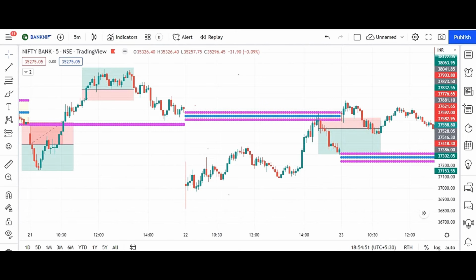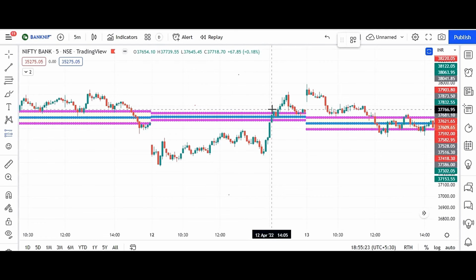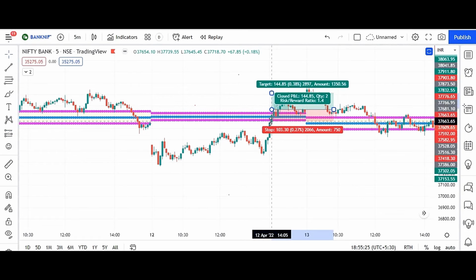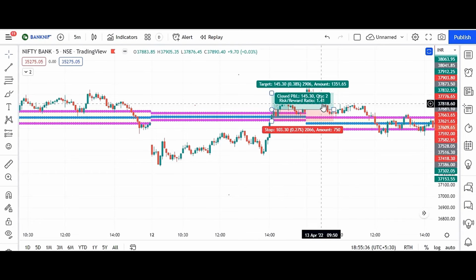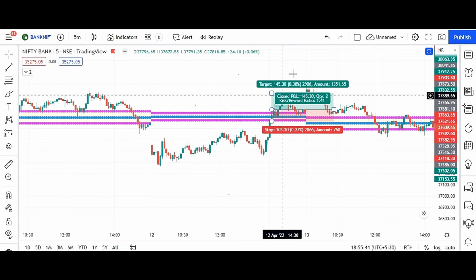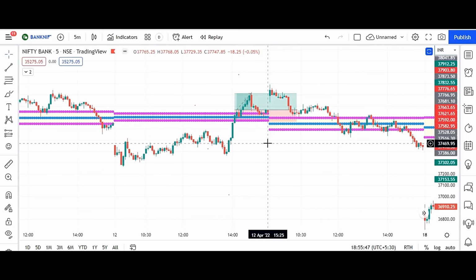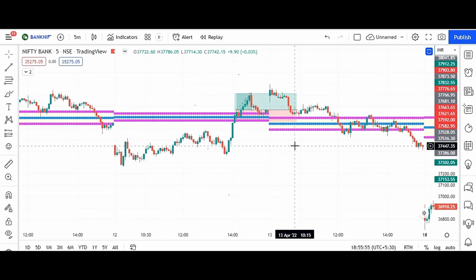Let's move to another example. This is another setup, another good opportunity given. Here you take an entry on this candle, stop loss will be here, this CPR candle, and the target. This is like 1:1. At least you can try 1:1. Once you hit 1:1, you can exit or you can trail your SL. By every candle you can trail your SL, to lock in profits. This is another example for you. Okay. Let's move to another example.